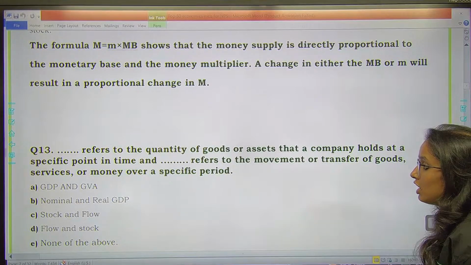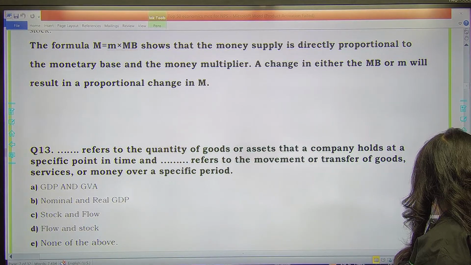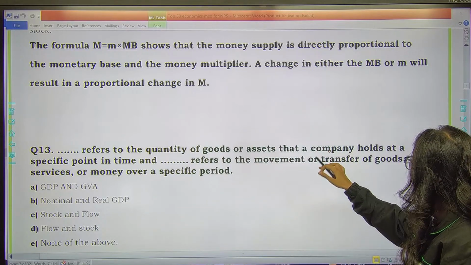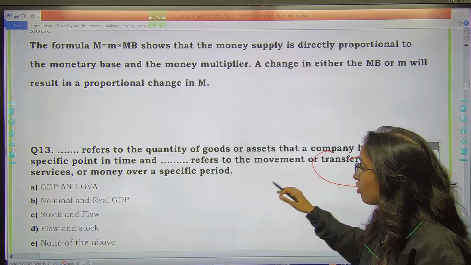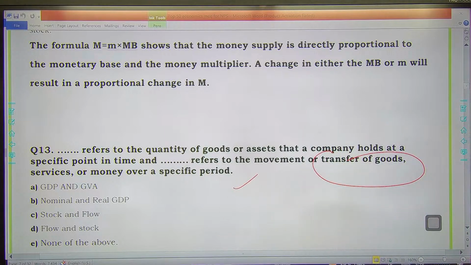Question number 13. Which of the following refers to the quantity of goods or assets that a company holds at a specific point in time, and refers to the movement or transfer of goods, services or money over a specific period? Yes, what is the correct answer here?